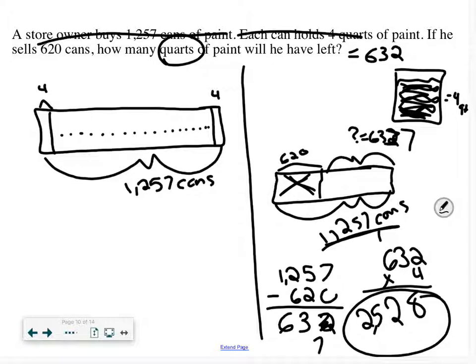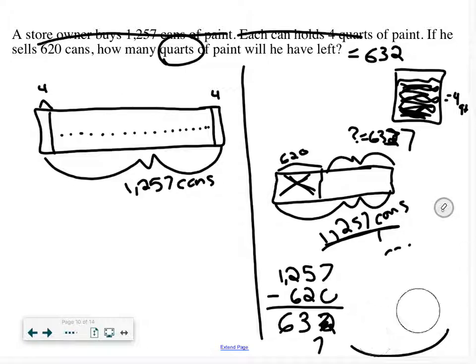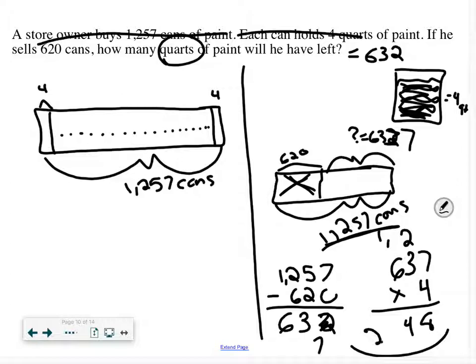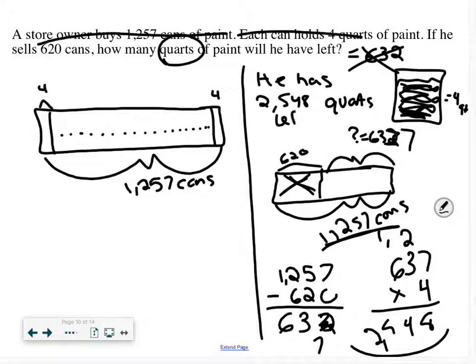I'm hoping somebody at some point caught that. Now I'm doing 637 times 4. I thought about that. I thought that doesn't make sense. 4 times 7 is 28. There we go. Okay, I'm so sorry. 2,548 quarts. So my answer is he has 2,548 quarts left. That one's a challenge problem because it's all about the vocab and understanding the language of it.